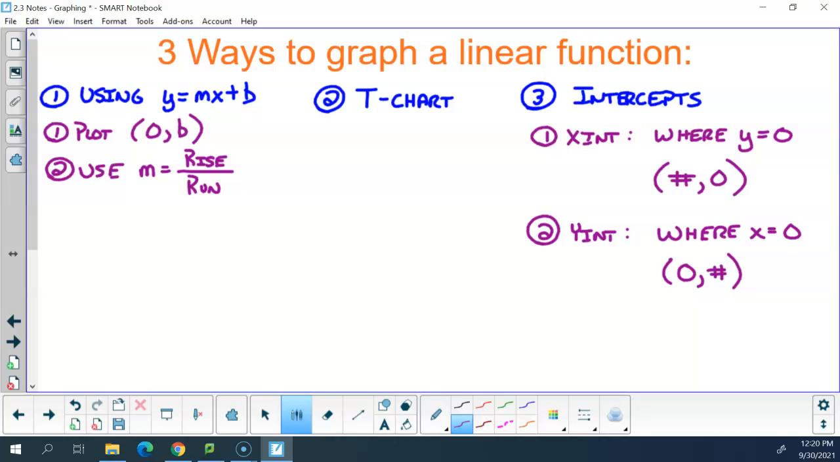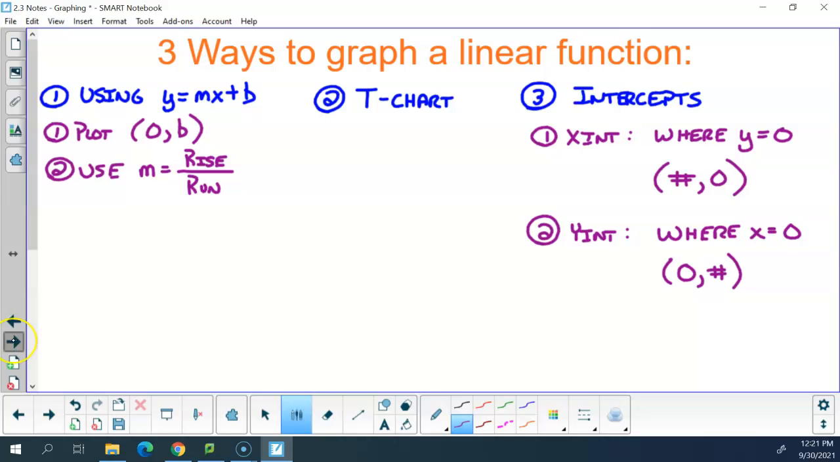So if we're looking at our 3 different forms of lines, I would utilize the first way here if we are given y = mx + b. I utilize a T-chart if we're given it in point-slope form. And I utilize the intercepts if we're given it in standard form. The easiest of the methods for those.